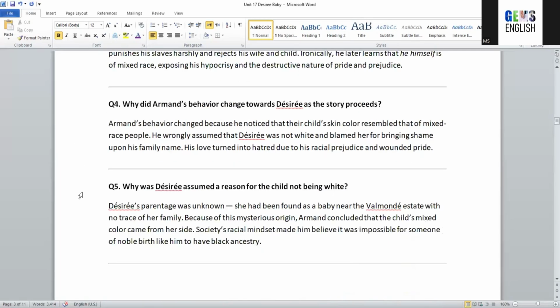Q5. Why was Desiree assumed a reason for the child not being white? Desiree's parentage was unknown. She had been found as a baby near the Valmont estate with no trace of her family. Because of this mysterious origin, Armand concluded that the child's mixed color came from her side. Society's racial mindset made him believe it was impossible for someone of noble birth like him to have black ancestry.